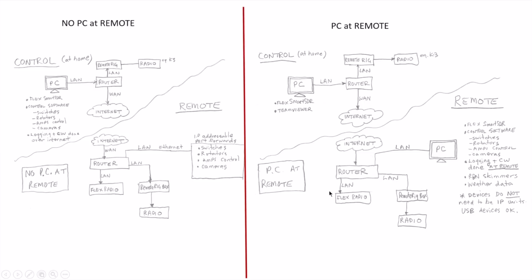There's pros and cons. I have created a video that talks about the benefit of having the logging program loaded remotely on the PC because of the problem that can happen when you're sending CW over the internet. And I've got experience doing that, and what can happen is your CW can become corrupted because of lost packets.